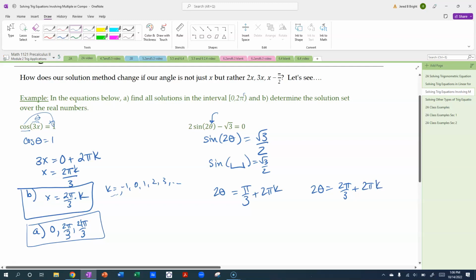And then isolate theta in both cases, so divide both sides by 2. Okay, so this would be pi over 6. Dividing by 2 is the same as multiplying by 1/2. And then I have to do it to both terms, so plus pi k. And then theta is equal to pi over 3 plus pi k. Okay, so these are my answers to part B.